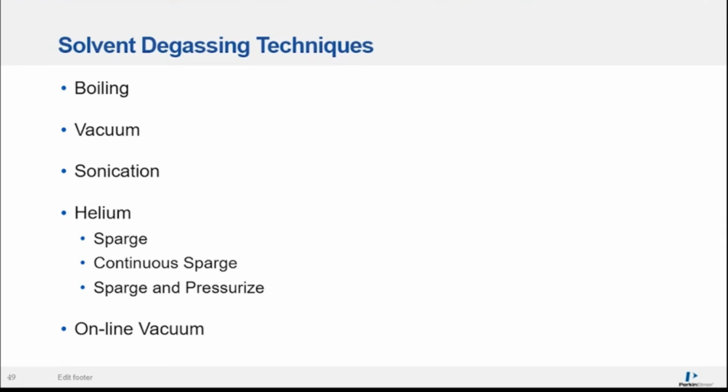So there are a number of techniques that we can use for degassing, but by far the most popular one used today is the online vacuum degasser. This literally pulls a vacuum on the outside of a piece of tube and sucks the oxygen out of the mobile phase as it is passing through the tube.